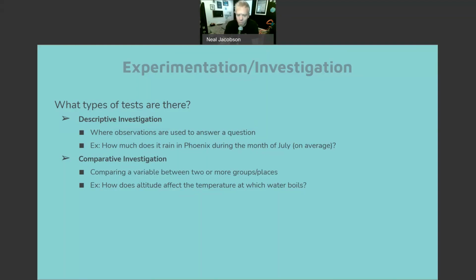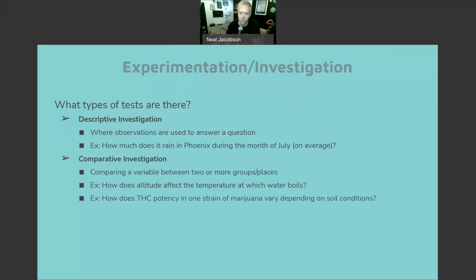And so I would graph the relationship of those. But there's no way to have a control group. There's no way to have a placebo group. And so I'm comparing the effect of a variable, that would be altitude, and its effect on the temperature at which water boils. I can control how high I am, but I can't control what temperature it boils at. And so that would be my comparative investigation.